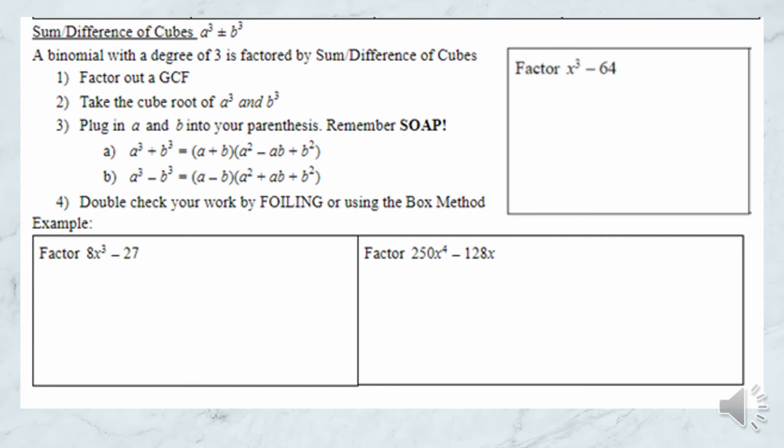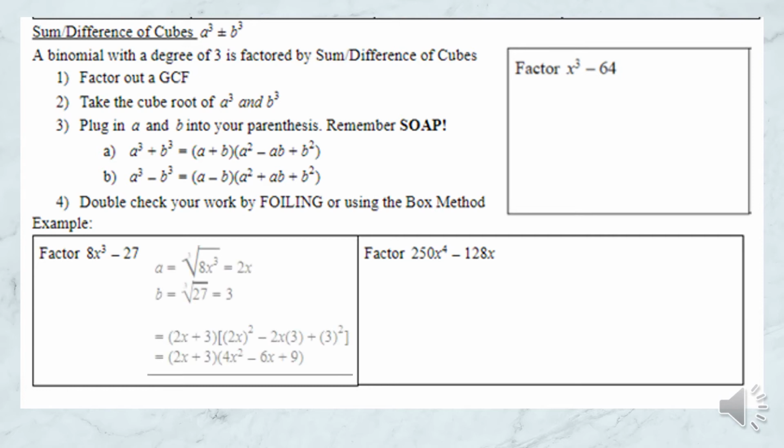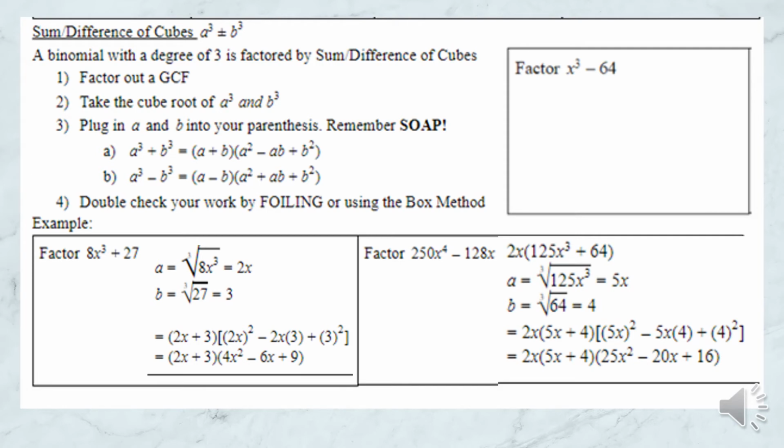In the bottom left example, we do not have a GCF again. I would like you to change it to being 8x cubed plus 27 so that we can see a sum of cubes. We're going to take the cube root of both. The cube root of 8x cubed is 2x. The cube root of 27 is 3. And then we need to plug that into our sum of cubes formula.